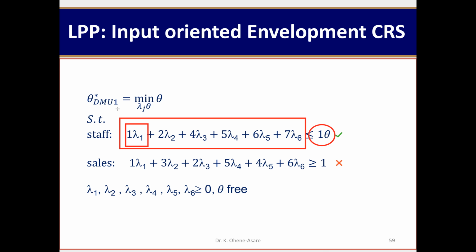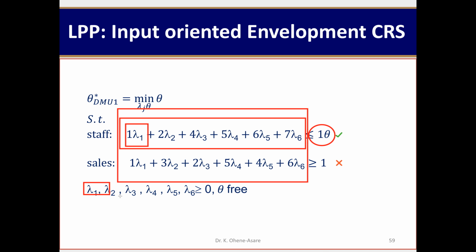So the weighted sum should be less than or equal to. If it is equal to, remember the left-hand side here, the two left-hand side here, they make up the technology set. So if this left-hand side is equal to the value, it means that that value is on the frontier. But if it is less than, it means that it is somewhere interior or inside the frontier, and hence that particular firm is inefficient.